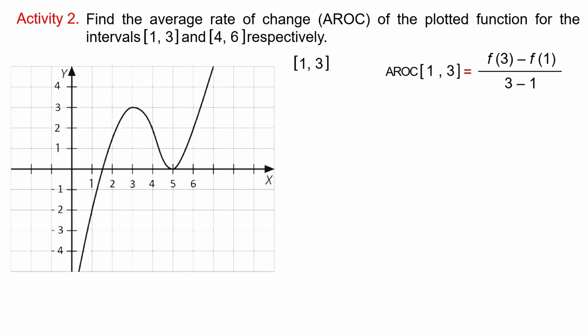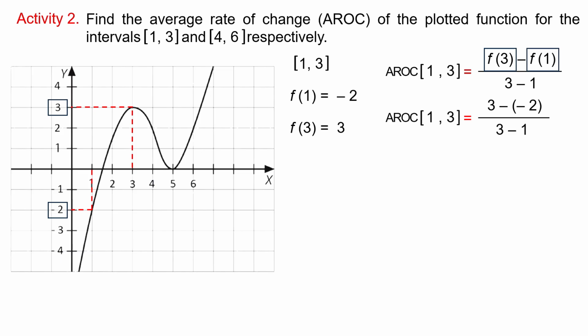Now, identifying the value of the function evaluated at 1, we look graphically for the point of intersection, and it corresponds to -2 on the y-axis, so that would be the value. And similarly, identifying the value of the function evaluated at 3, we look for the point of intersection graphically, and it corresponds to 3 on the y-axis. Then, replacing these two results in the formula and solving the operations, we obtain that the average rate of change of the graph of the function in the closed interval [1, 3] is 5 divided by 2.